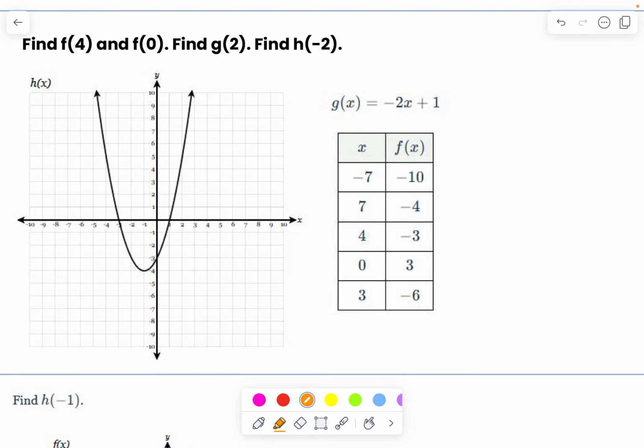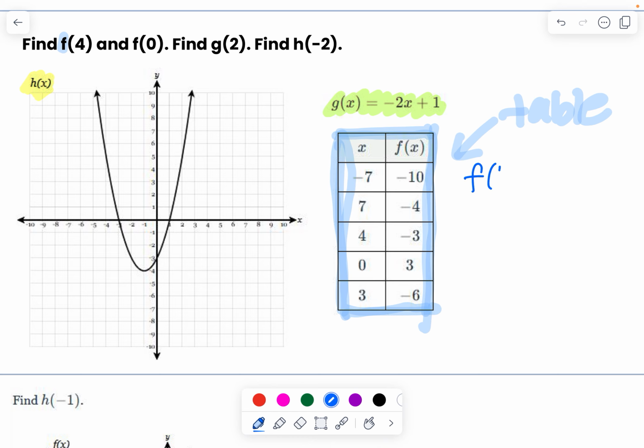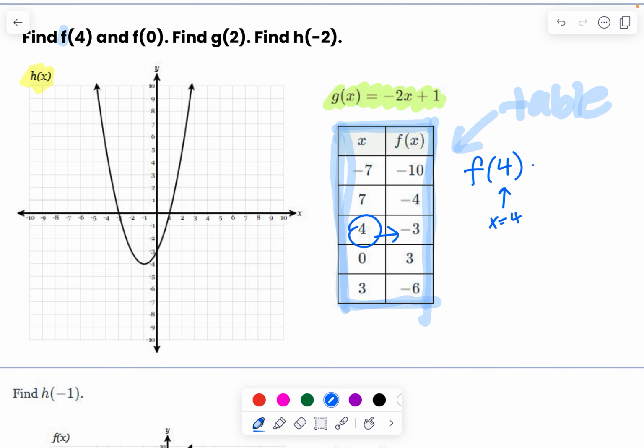Our next example, again, we have h of x as a graph, we have g of x as an equation, and we have f of x as a table. Here, I wanted us to kind of review and use all methods to find different inputs and outputs. So we're starting with find f of 4 and f of 0. What this requires is you need to look where is the f function, and you'll notice that that's here in the table. So for f of 4, remember that means x is 4. Here it is. We just want the y. That's -3.